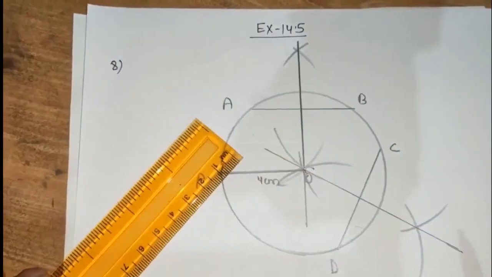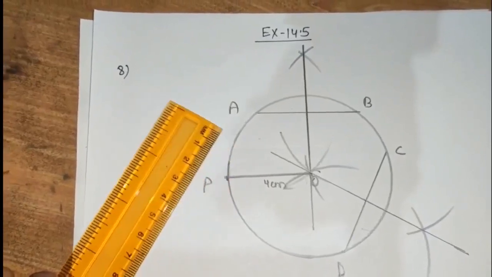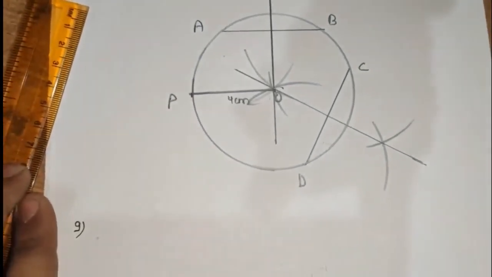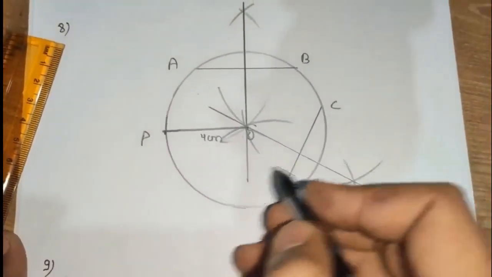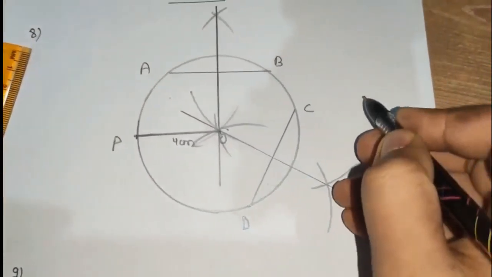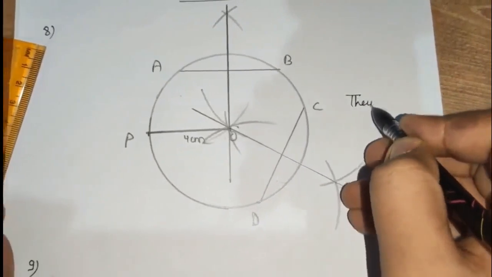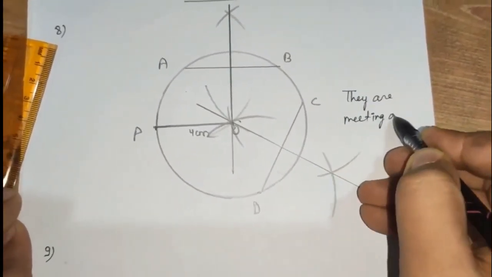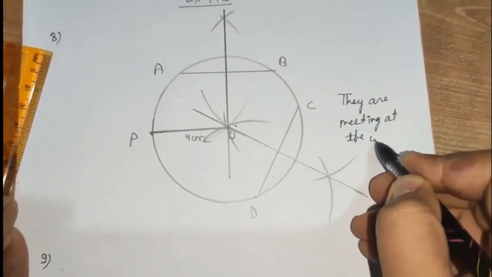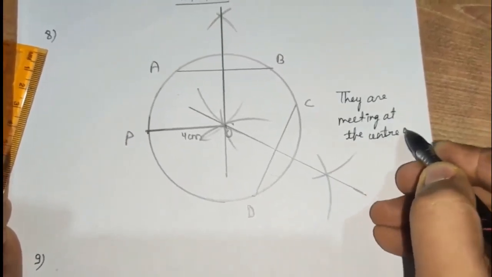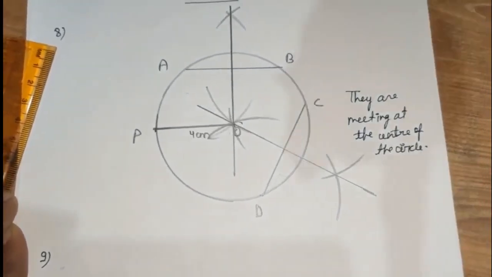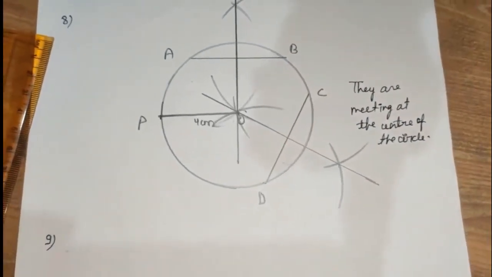Now the question is asking where do they meet. So what do we write, what can you see? Both the perpendicular bisectors are meeting at the center. Then we will write they are meeting at the center of the circle. So this is the conclusion.